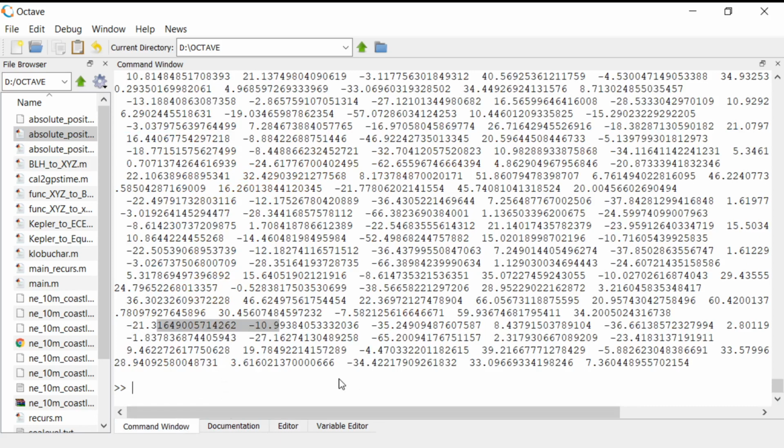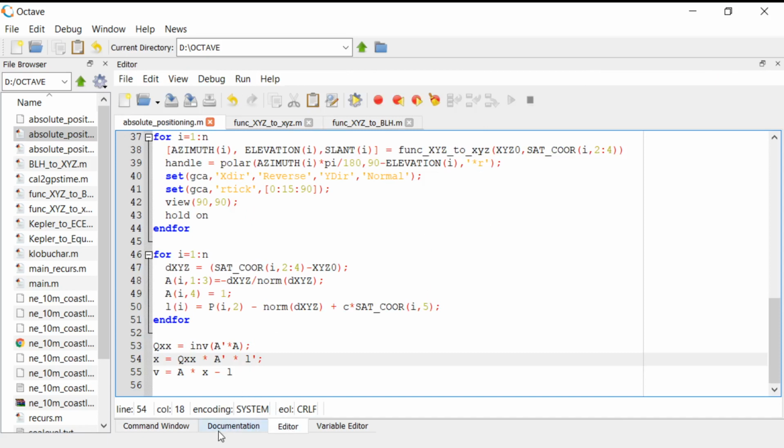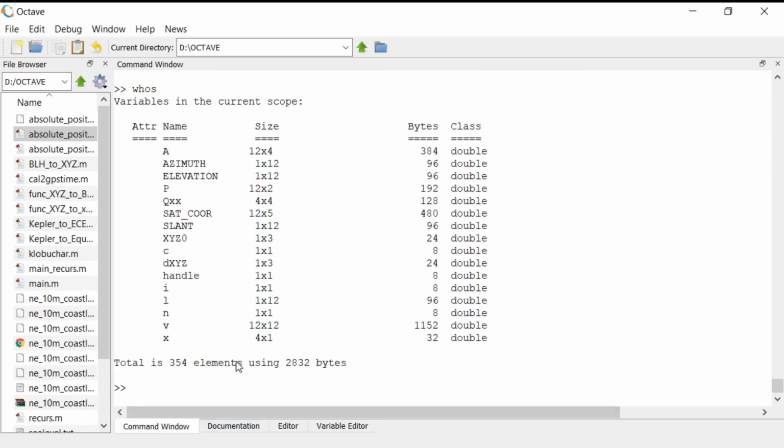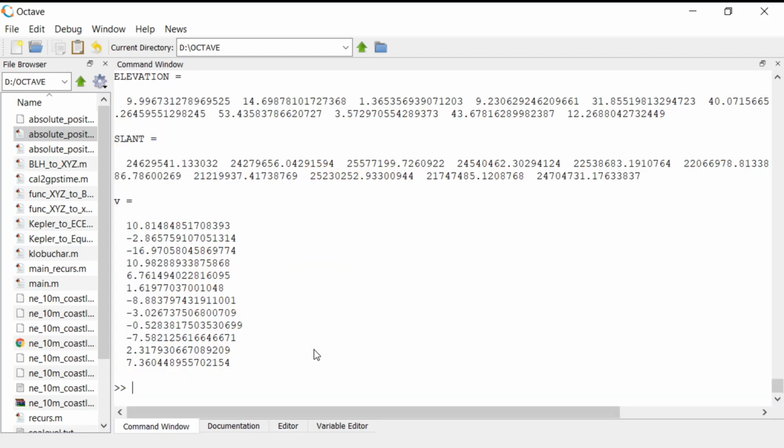So now you see V. So the V is wrong. So what is the problem? A times X minus L. So again, I must be careful. L transpose. Okay. So we now obtained our residuals.